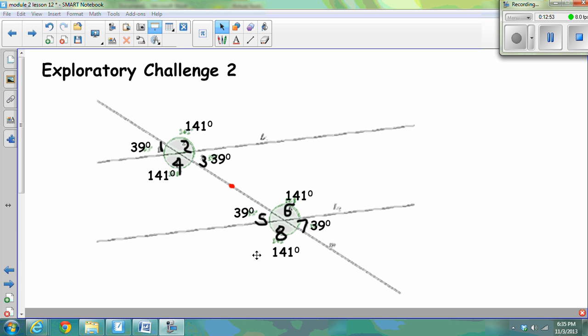So what do you notice about 3 and 7? Well, these two angles are also equal in measure for the same reason as 1 and 5. They're corresponding. And what other pairs of corresponding angles are in the diagram? That's right, 4 and 8 are corresponding, and 2 and 6 are corresponding.